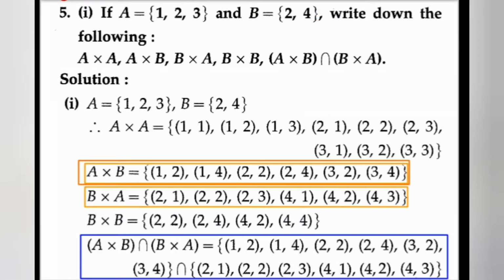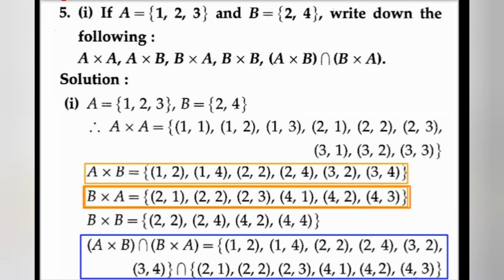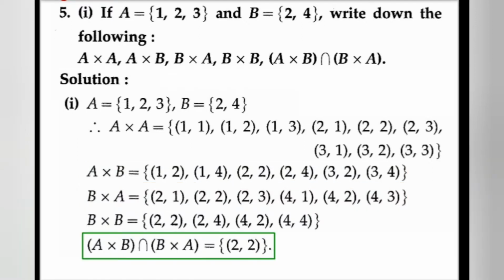Now A cross B intersection B cross A would be set of (1,2), (1,4), (2,2), (2,4), (3,2), (3,4) intersection (2,1), (2,2), (2,3), (4,1), (4,2), (4,3). Now the answer would be (2,2).